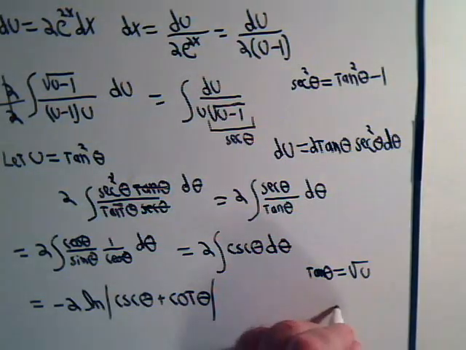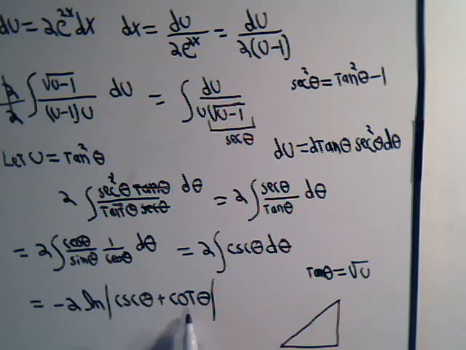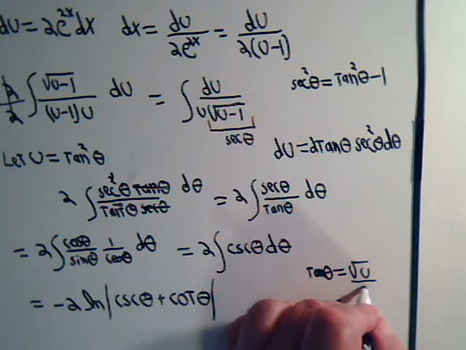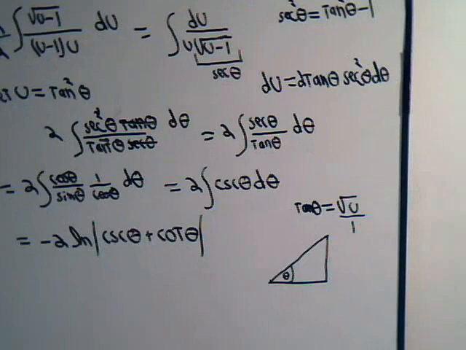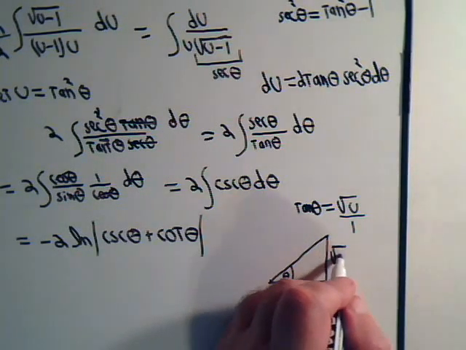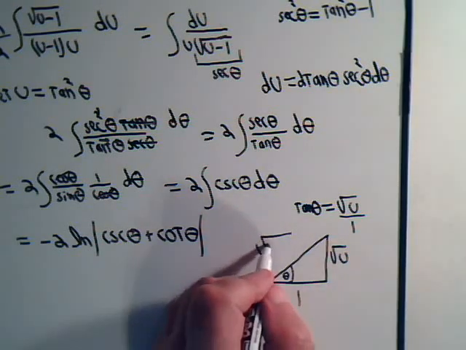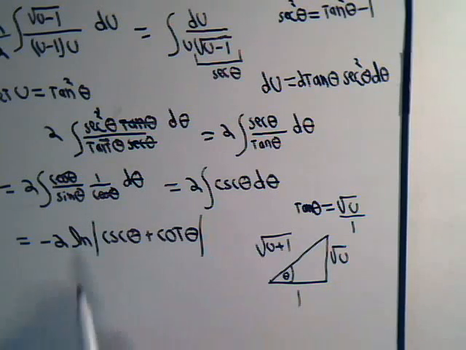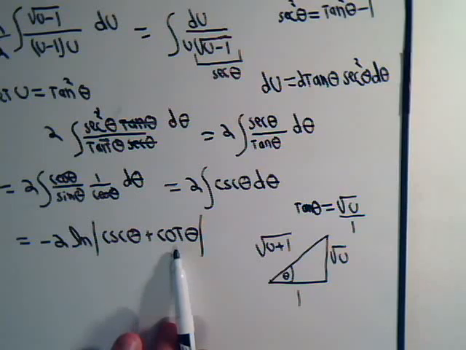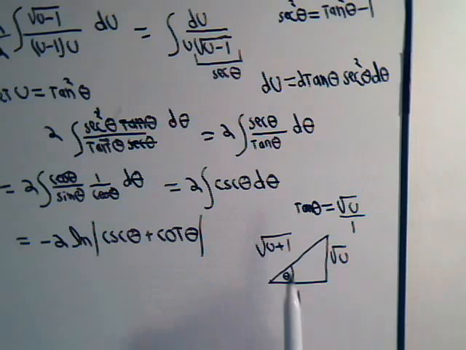So now, as we've done many times before, we draw a triangle. So we can express this in terms of u. So here's theta. And the tangent of theta equals the square root of u divided by 1. And the tangent of theta is the side opposite divided by the side adjacent. So this is going to be the square root of u plus 1. So let's go back to here. The cotangent of theta, that's 1 over the square root of u. The cosecant of theta, that's going to be this, divided by the square root of u.